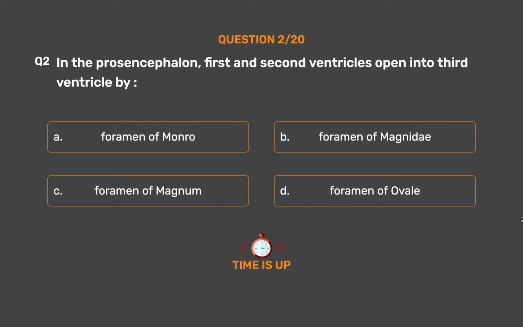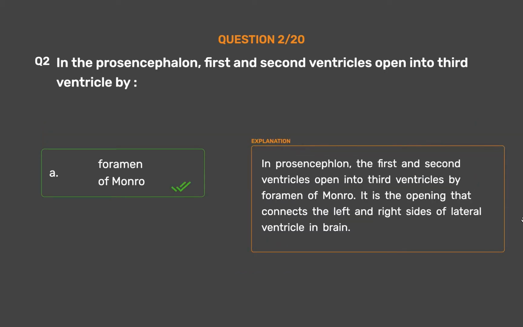The correct answer is Option A. Foramen of Monro. In prosencephalon, the first and second ventricles open into third ventricle by foramen of Monro. It is the opening that connects the left and right sides of lateral ventricle in brain.